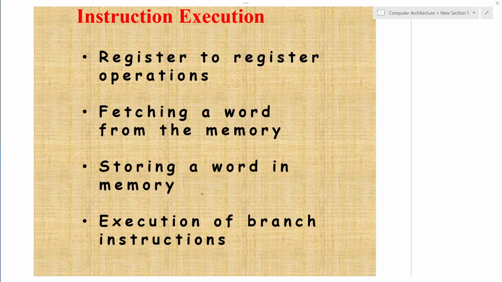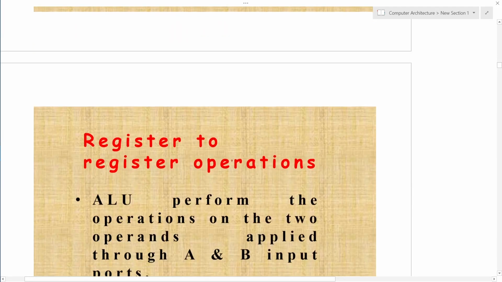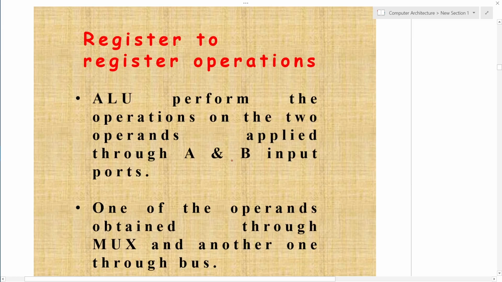Register to register means the source operand as well as the destination operand are both registers. Fetching a word from memory means we are fetching a particular word and placing it from memory to another location, which may be a register. And the reverse mechanism is storing from the register to memory. So we have to discuss them one by one. First we discuss register to register operation.